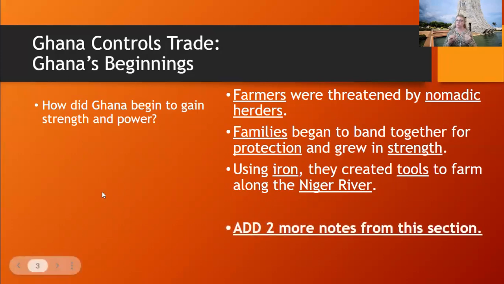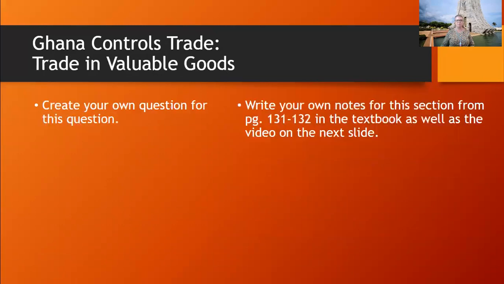So what you're going to do, remember how I said earlier this week that we were going to start doing a little less of the fill in the blank, and you were going to start doing just a little bit more notes on your own. So after we finish the whole lecture, you're going to go back to this section. You're going to read Ghana's beginnings in your textbook, and you're going to add just 2 more notes from this section of reading. So trade in valuable goods. You're going to read page 31 and 32 and write your own notes for this section as well as the video on the next slide.